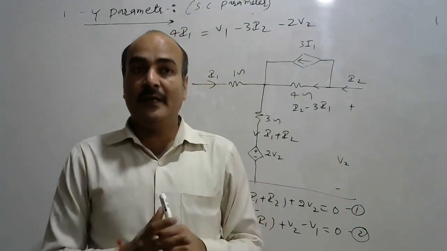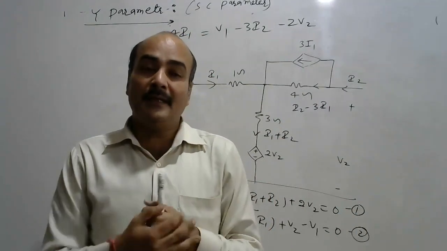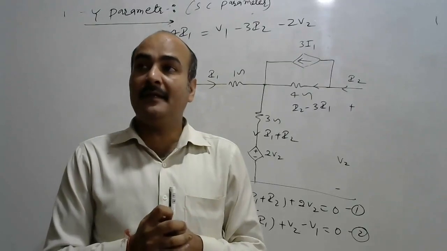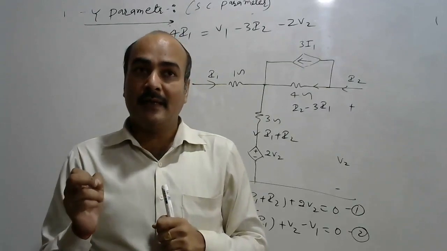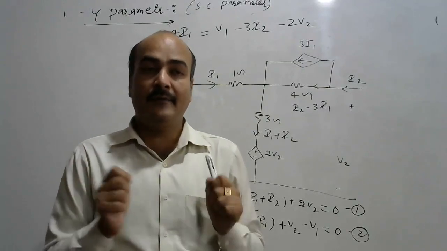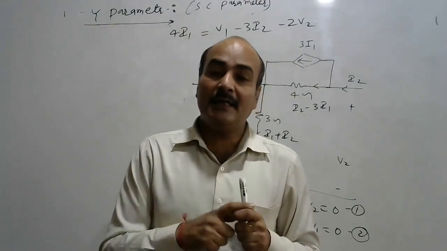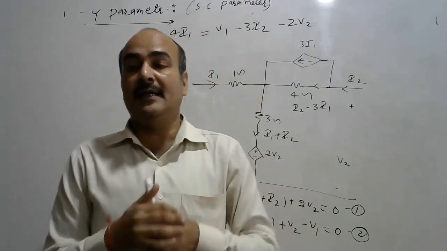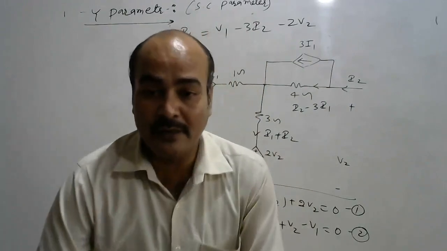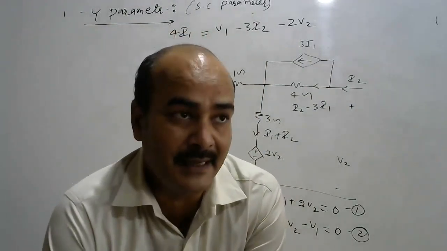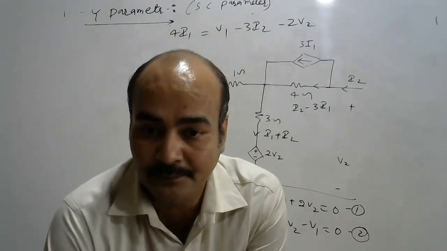So, okay, today we will stop here, and in the next lecture we will discuss the H parameter and transmission parameter. The H parameter is important because it governs the mathematics of your BJT. Because in a BJT, input current and output voltage are independent variables, and H governs that mathematics. So, okay, thank you. Today we will stop, and in the next lecture we will start the H and T parameters. Thank you.